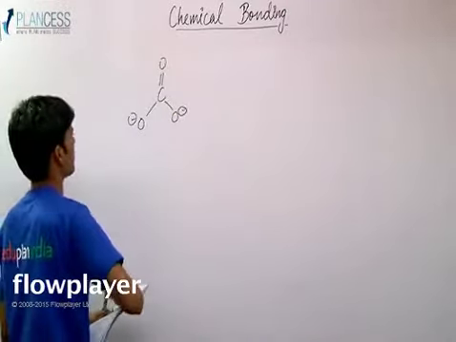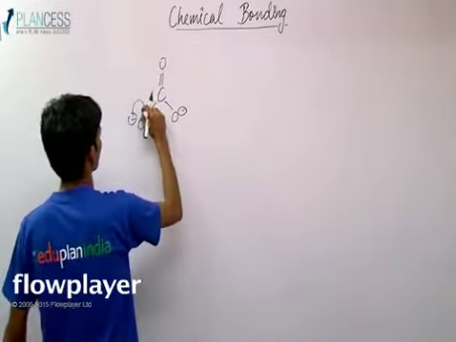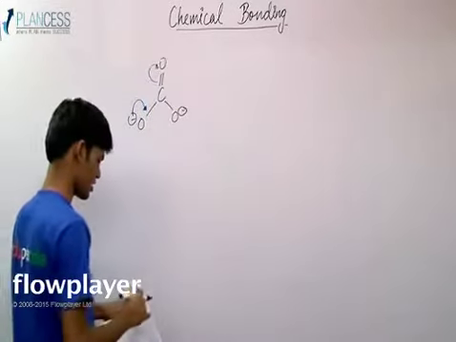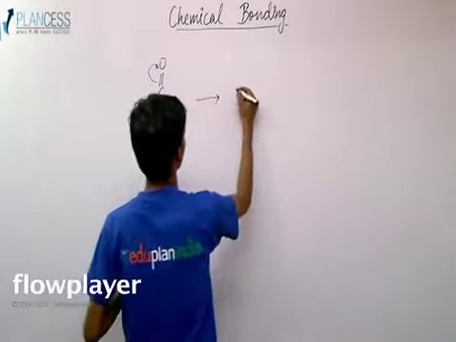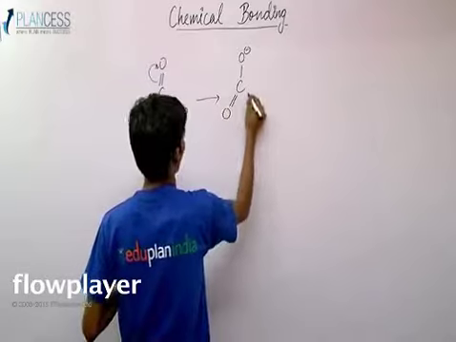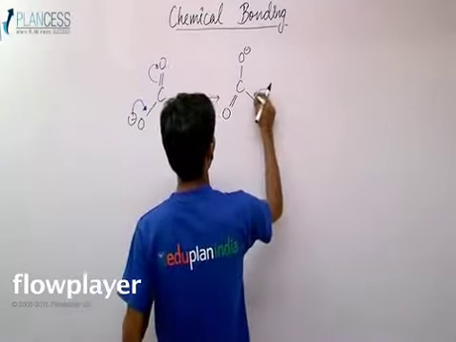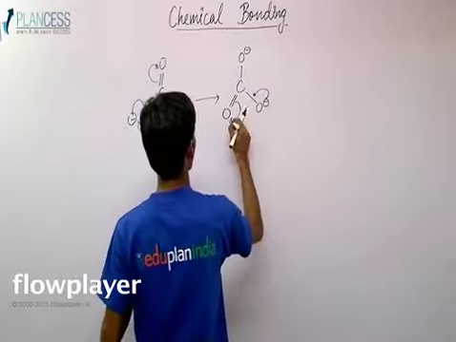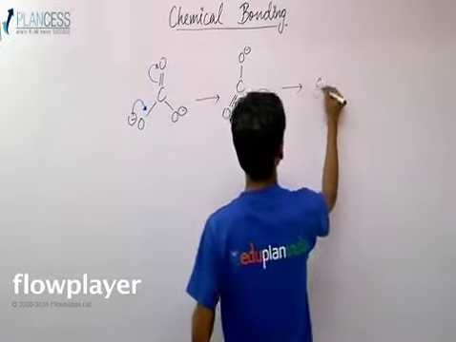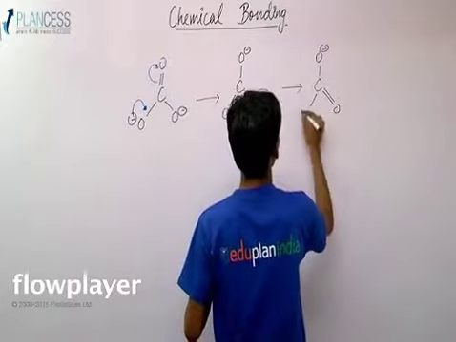The electron density from here gets shifted to here, and this electron density gets shifted to here. So it would be something like this: C with O minus, double bond O, and this is O minus. Again this electron density can shift to here, and this electron density can shift to here. So another resonance structure would be C with O minus, O double bond O, and O minus.